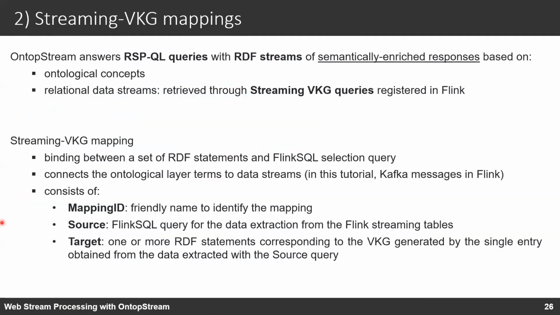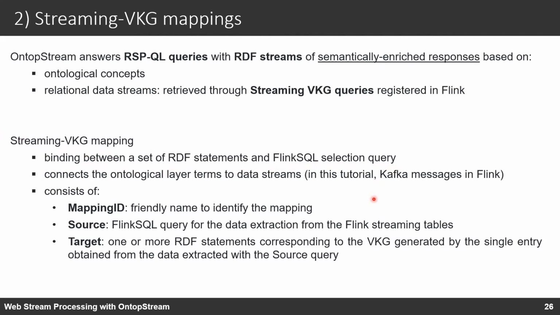So let's see how we can create our virtual knowledge graph mappings. As I said, OntopStream answers the RSP queries with a set of RDF streams of responses. But these RSP queries are based on ontological concepts, and we need to define a strategy to translate our RSP queries to Flink. Here come into action the streaming virtual knowledge graph mappings, which are a set of bindings between a set of RDF statements and the Flink SQL selection queries.